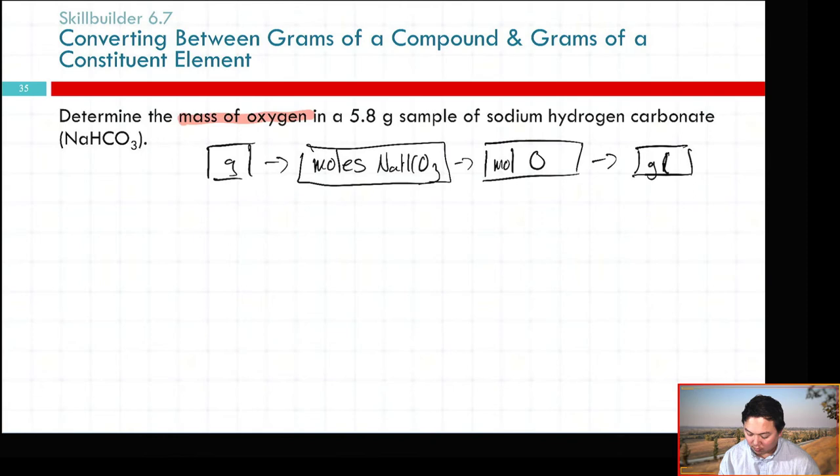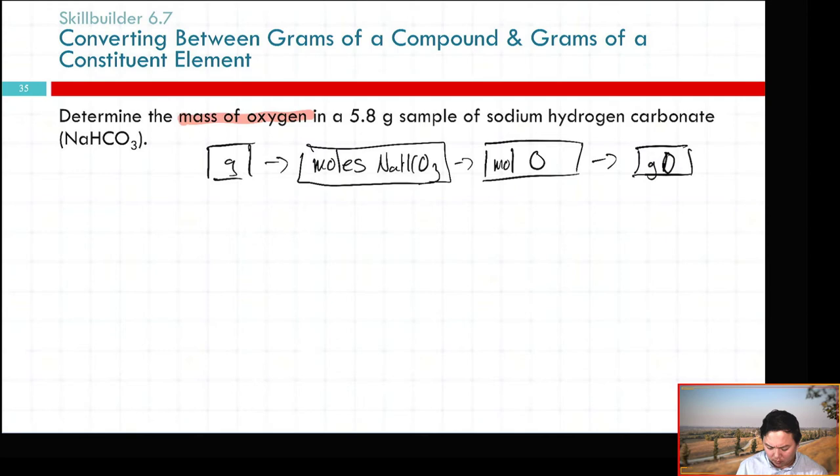So we always have to go to moles, because when we're at moles, we're counting the actual number of atoms or molecules involved. When we have the mass going from one element to another, they have different values, so you can't do that straightforwardly. So always go to moles first.